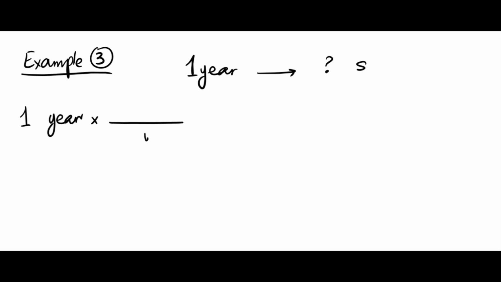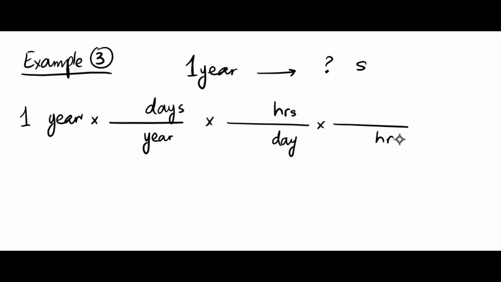My third example is usually one of the favorites for physicists, to convert 1 year into seconds. So let's start off writing 1 year. Then I will think of what conversion I know about a year. I know how many days it has. So let's start there. Then I know how many hours are in a day. And then also I know how many seconds are in an hour.